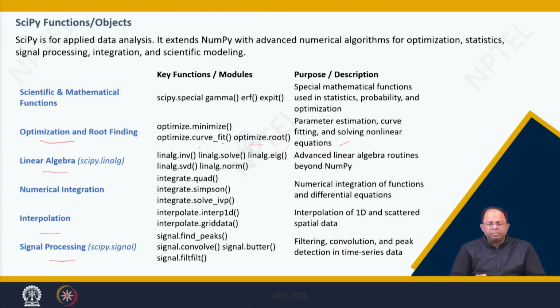And then there is linear algebra, where advanced linear algebra could be done, such as linalg.inv, linalg.solve, and so on. Then eig. And then numerical integration could be done, interpolation could be done, interpolate.interp1d, and then interpolate.griddata, and so on. Signal processing like filtering, convolution, and peak detection in time series data. All these things also could be done, like signal.find_peaks, signal.convolve, signal.butter, and so on. So, these are the different types of functions.